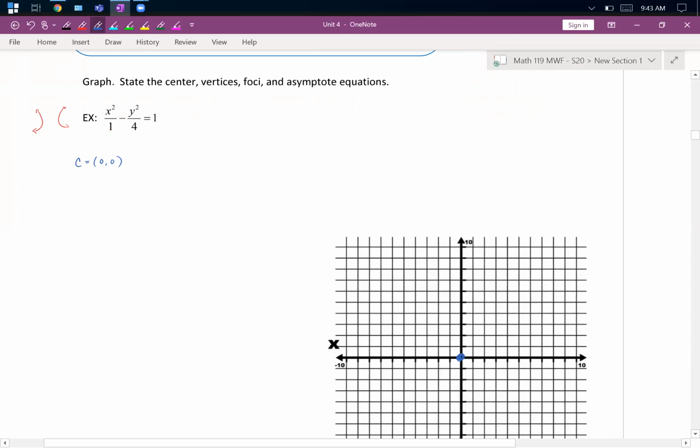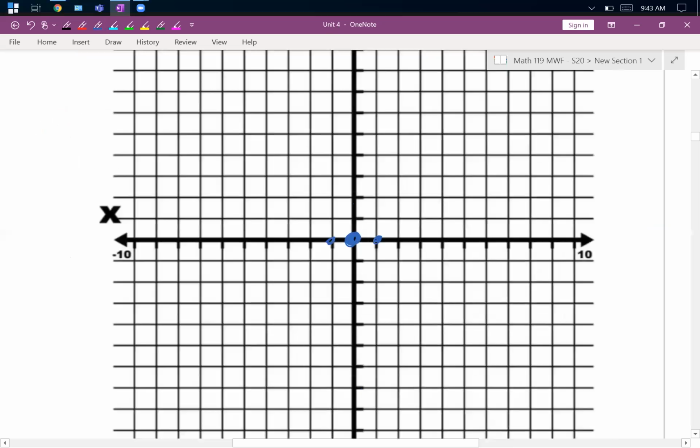And now, just like the ellipse, I'm going to take the square root of each number under x and y and then go that many units in either the x or the y direction. So the square root of 1 is 1, so I'm going to go 1 in either of the x directions from my center, and then the square root of 4 is 2, so I'm going to go 2 in the y direction from my center. With an ellipse, we connected these 4 points and made an ellipse. But what we're going to do with these 4 points is make a rectangle.